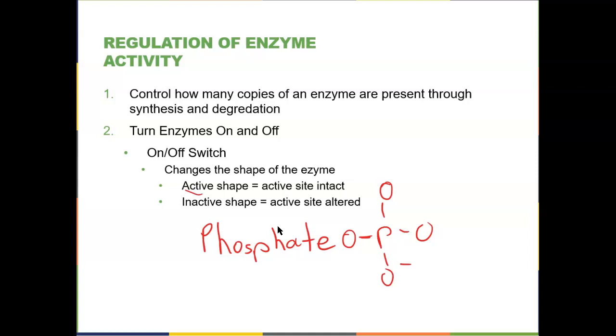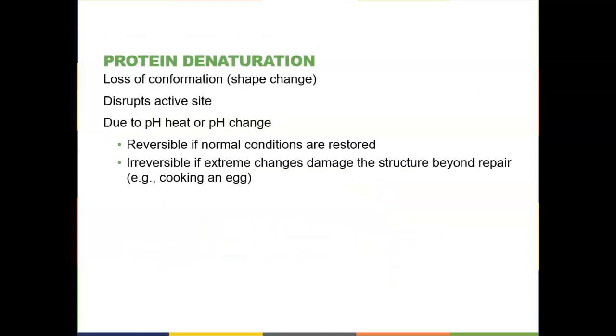And then all you have to do is add or remove phosphates, which is really quick, right? Much quicker than synthesizing a whole protein or degrading a protein. So this is how your cells, in large part, control whether enzymes are active or inactive.